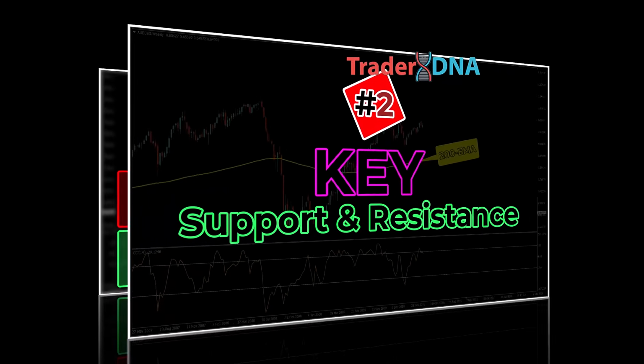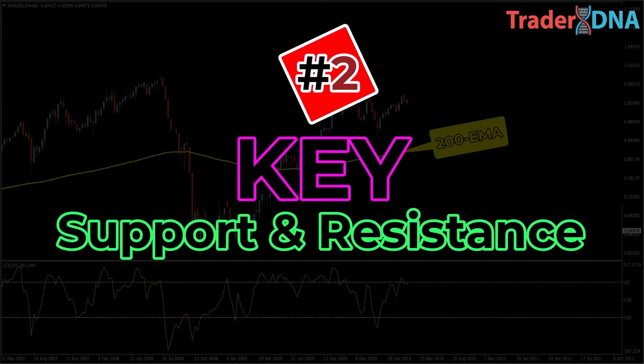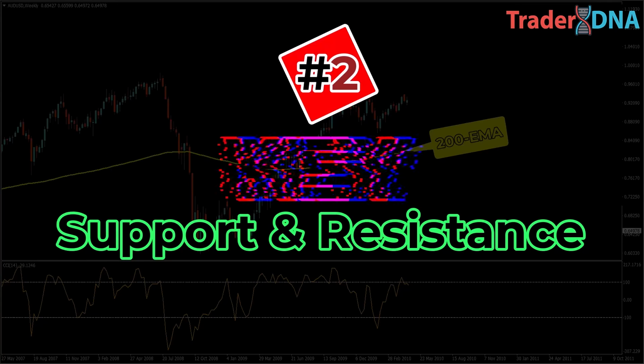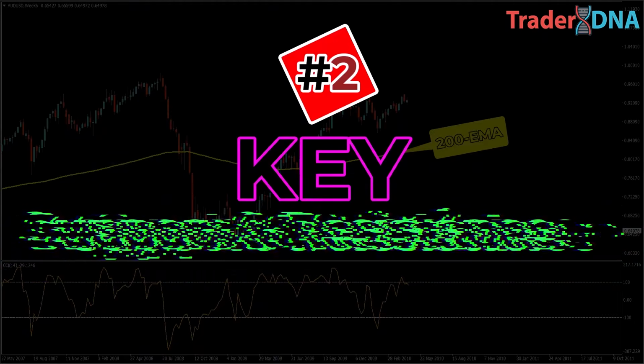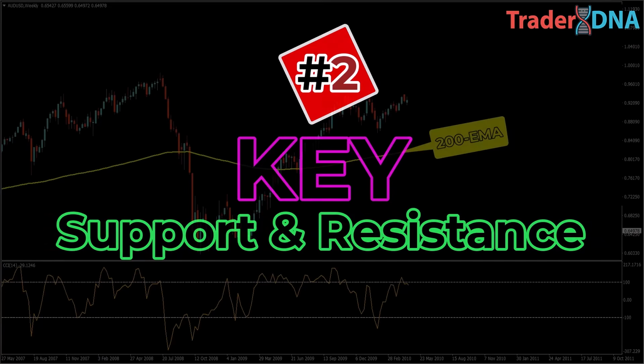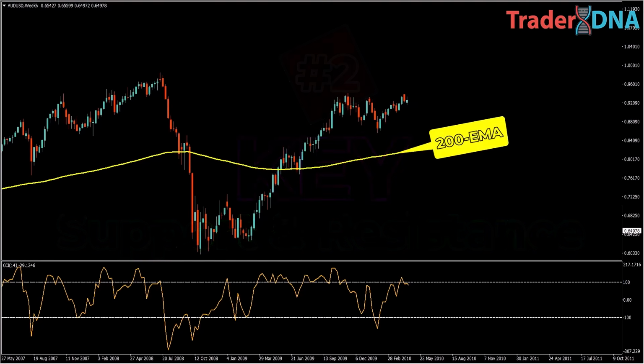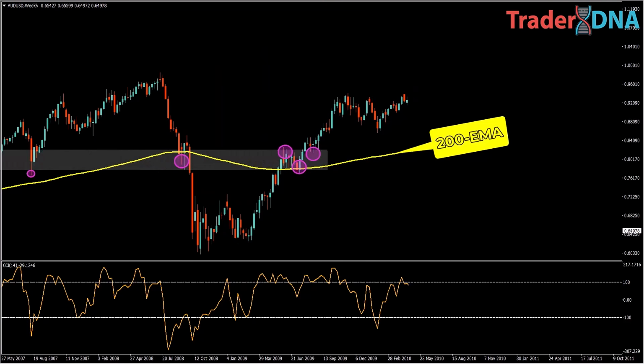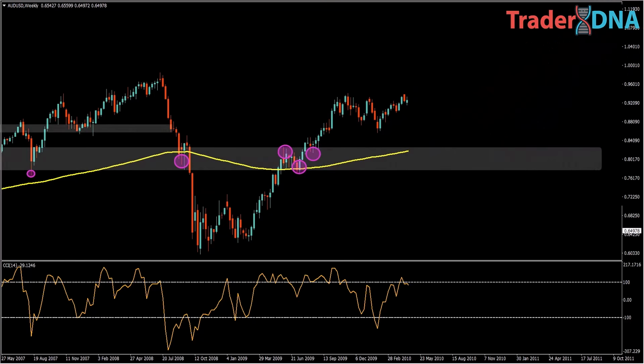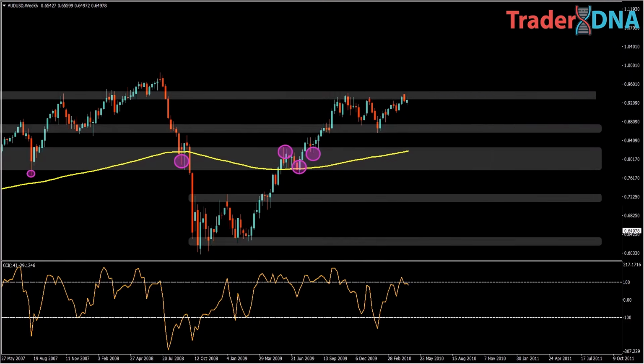Now let's move to the second step. And this one is a total game changer. We're talking about key support and resistance zones. Think of these zones like the VIP areas of the market. The price doesn't care about every single level. It only reacts strongly at these special zones. And when you learn how to spot them, it's like having the cheat codes for trading.